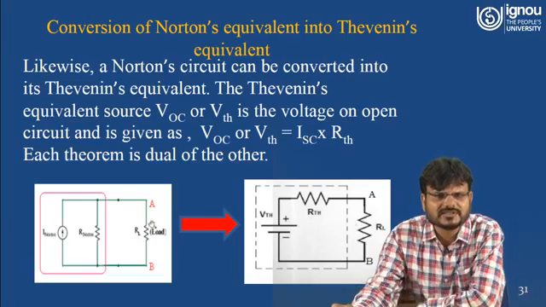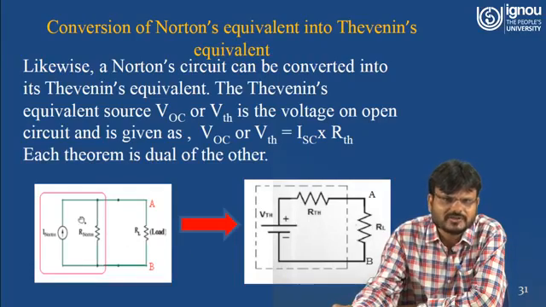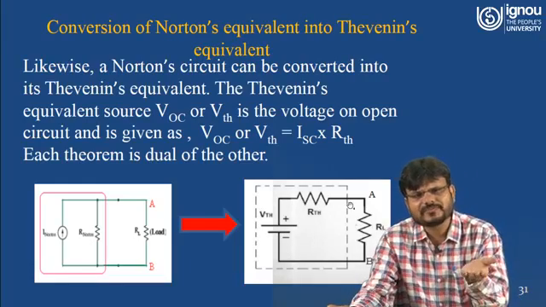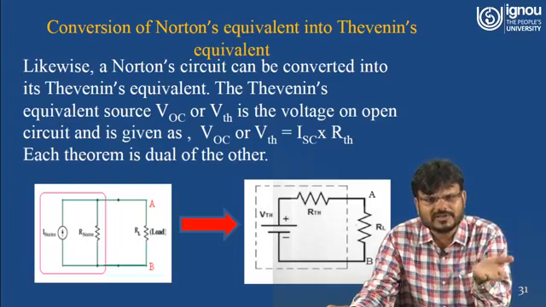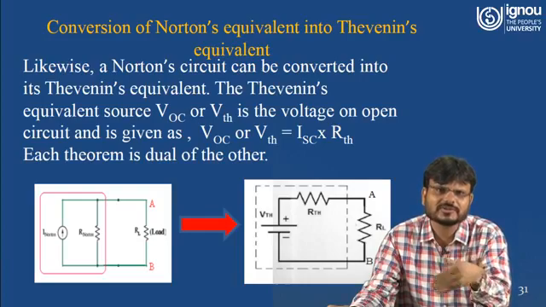So here you can see it is like a current source, and it becomes like a voltage source. Just multiply the Norton current by the Norton resistance, and it will give you the value of VTH. And the Norton resistance that is in parallel with the Norton current source, you just connect in series with the Thevenin voltage. This is how you can convert a Norton equivalent into a Thevenin equivalent, and also convert a Thevenin equivalent into a Norton equivalent.